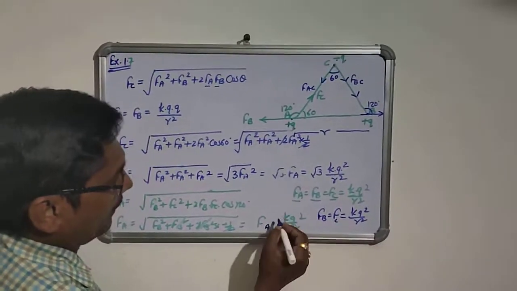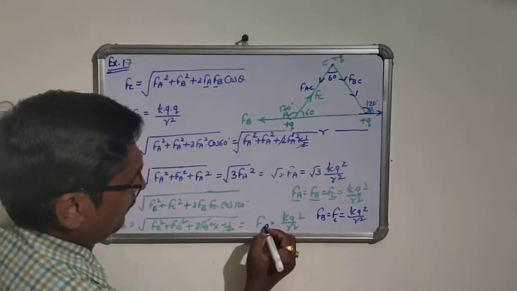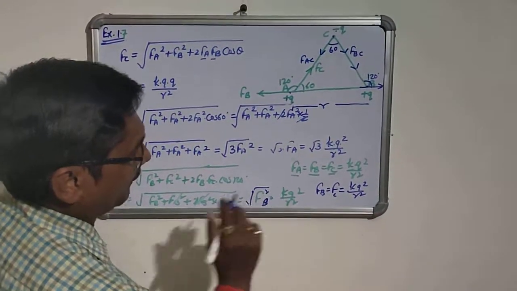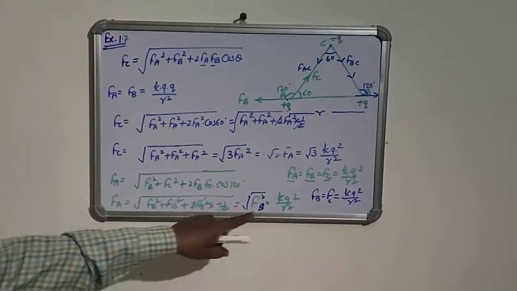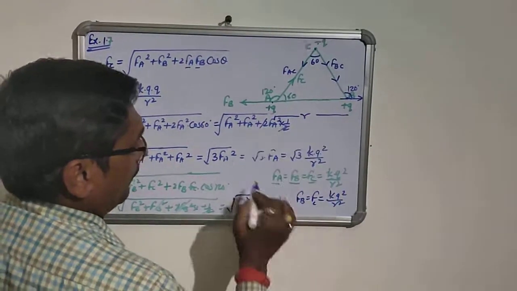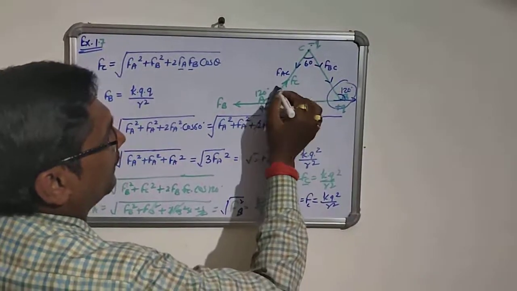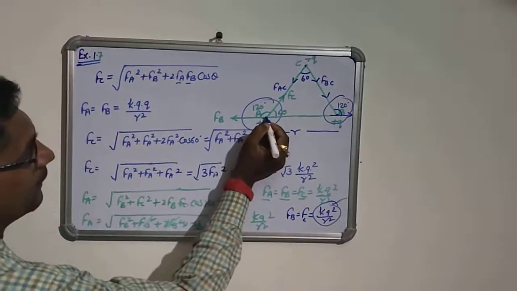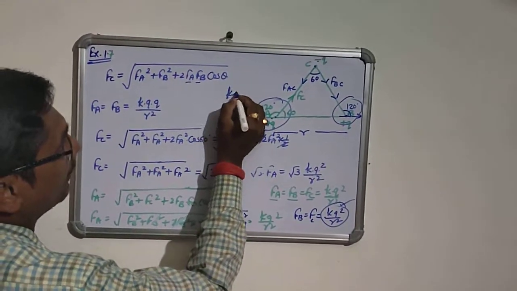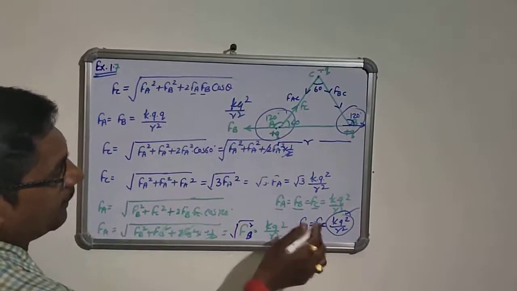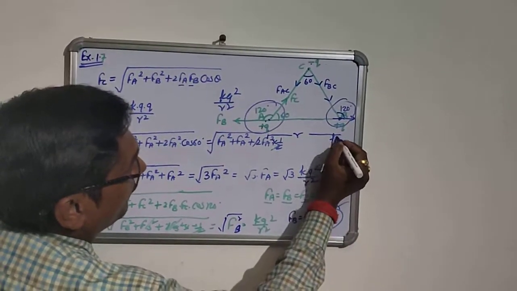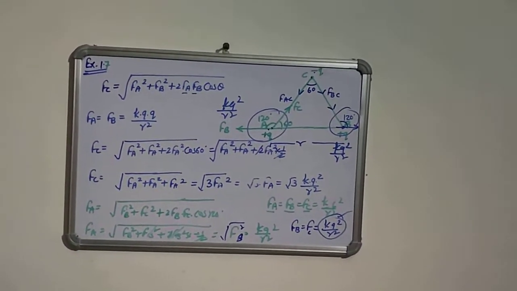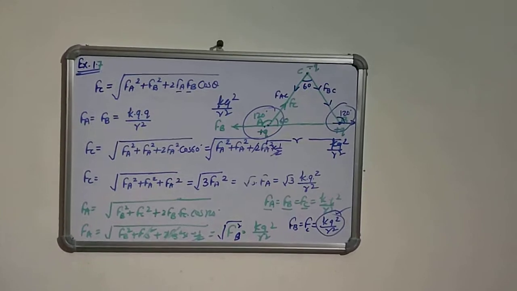F_A equals F_B, and this is equal to kQ square by R square. Similarly, this is also solved by this method. That's why the magnitude of the resultant force on this charge is kQ square by R square, and the resultant force on this charge is also kQ square by R square. Okay, this is the solution of example 1.7.